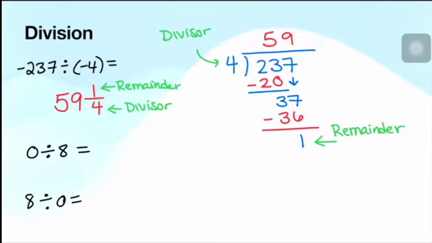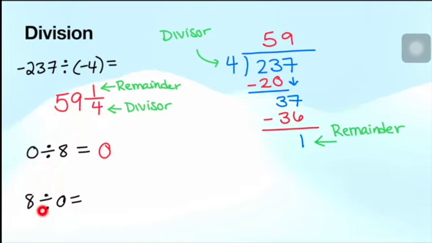Now what if we want to do division problems that involve 0? 0 divided by 8 is going to be 0. Right? If I have 0 cookies that I want to divide among 8 people, well, everyone gets 0 cookies. 0 divided by any non-zero number is 0.